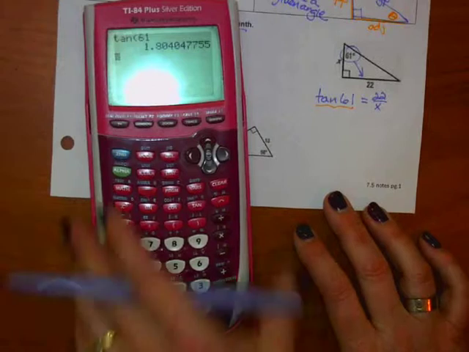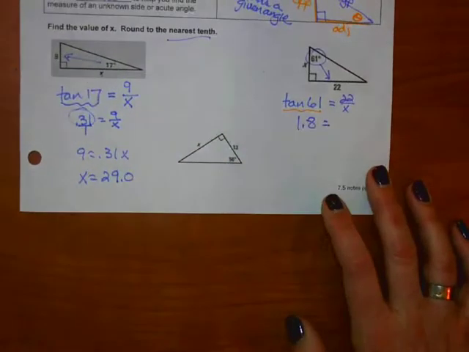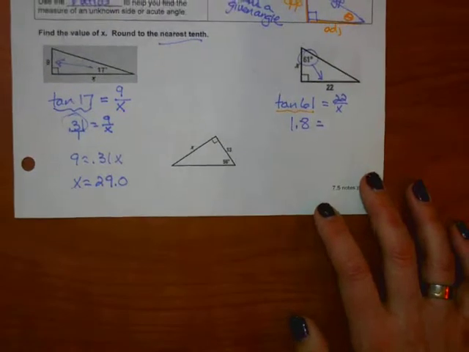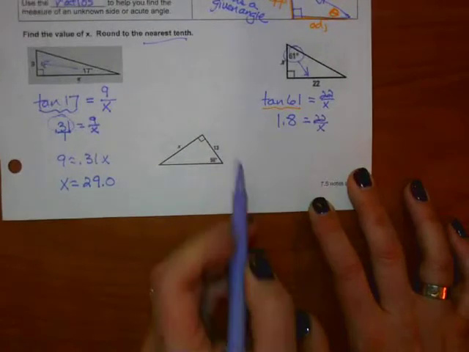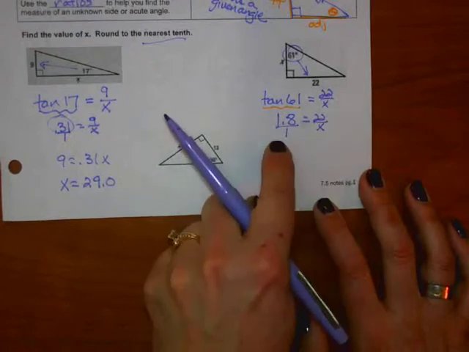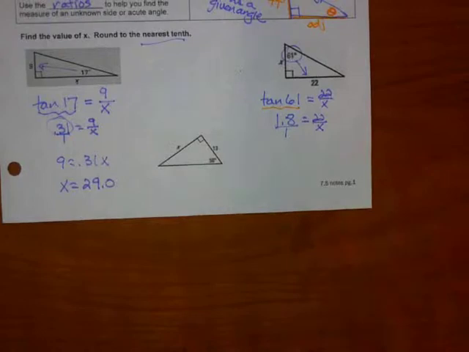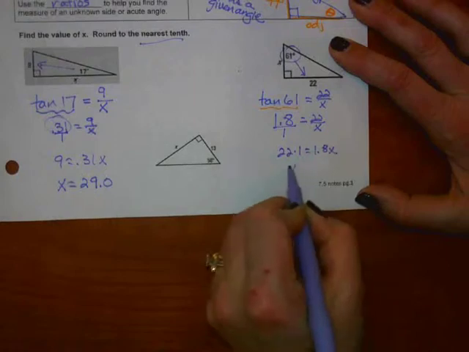Now look, put this over 1, cross multiply, so you just do 22 times 1 divided by 1.8. If you can't see that, set it up. It's 12.2, so let's round to the tenth.